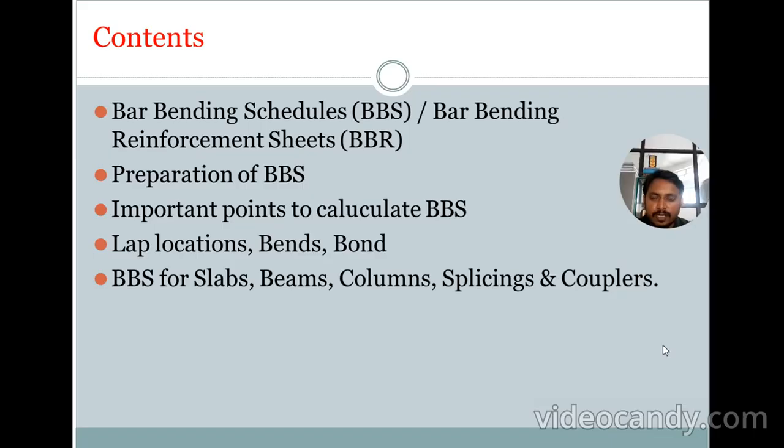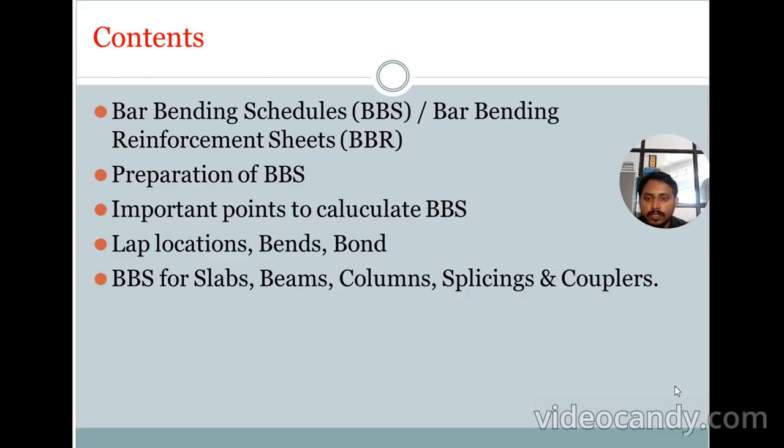Scheduling is the process of listing complete information or complete details of steel bars, which means the marking of the steel bar, the size of the steel bar, the number of bars required, the length of the steel bar, the unit weight of the steel bar, and the placing of the steel bar. Those are the details in a bar bending schedule.